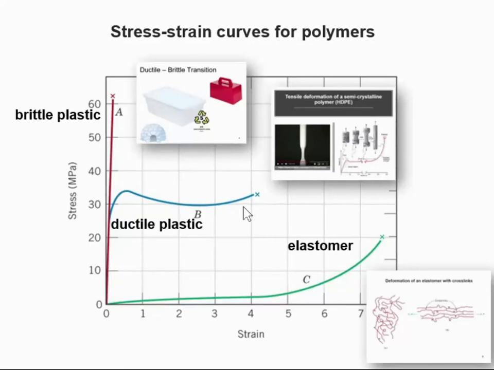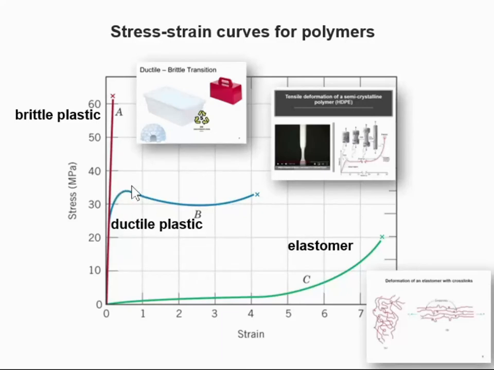We can have a ductile type plastic behavior, typically in semicrystalline polymers. You've got an elastic modulus in this region. Can't tell from this curve, but this elastic modulus is going to be probably 100 times less than that of a metal. And then we get some yielding here, and then eventually we get fracture.